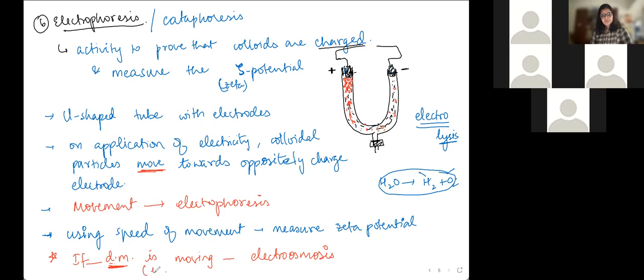So the medium is moving instead of the colloid particles, the particles that make up the colloid. Okay, so that is it for electrophoresis. And finally, we talk about coagulation. This is also very, very theoretical. Like, how do you coagulate salts? Coagulate means you basically clump together all the dispersed phase so that you can separate it out.